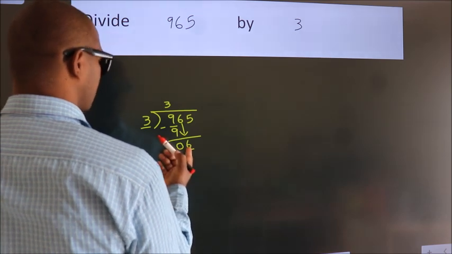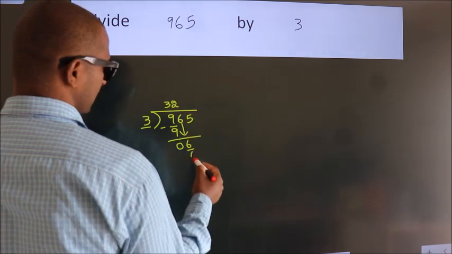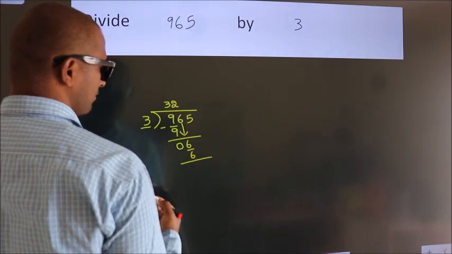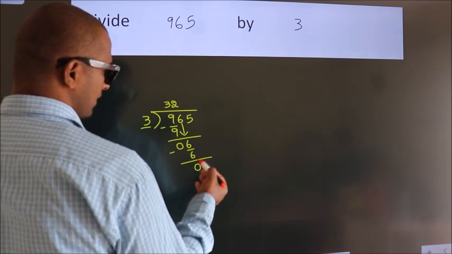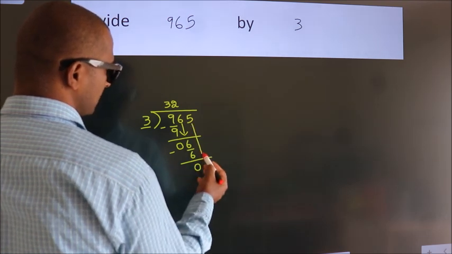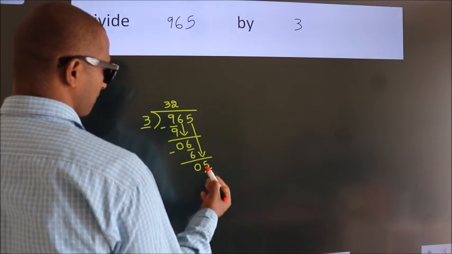When do we get 6? In 3 table. 3 2s are 6. Now we subtract, we get 0. After this, bring down the beside number. So 5 down, so 5.